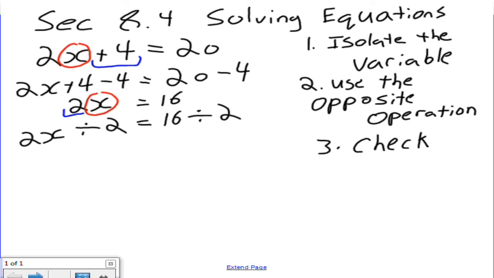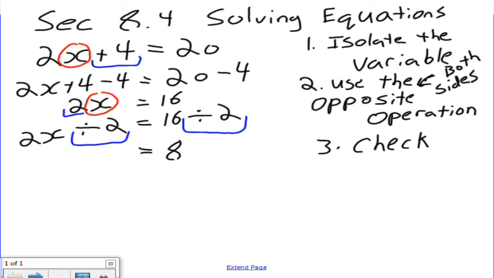Remember, when you use the opposite operation, it needs to be on both sides. So if I've added a divided by 2 here on the left side, I have to do it on the right side too. 16 divided by 2 is 8. 2 divided by 2 is 1. And 1 times anything is itself, right? So really all I have left here is my x. So x equals 8.